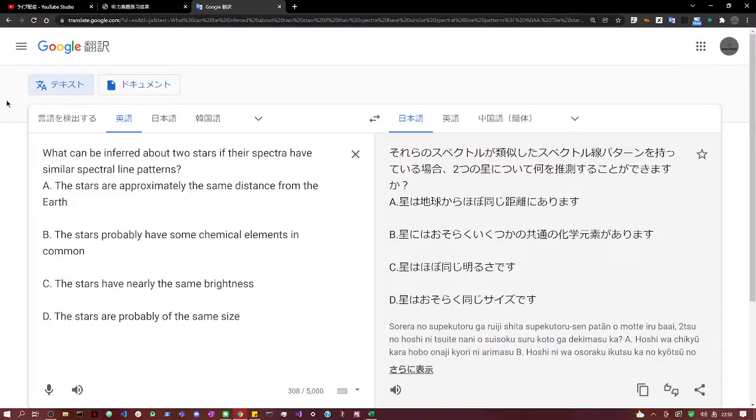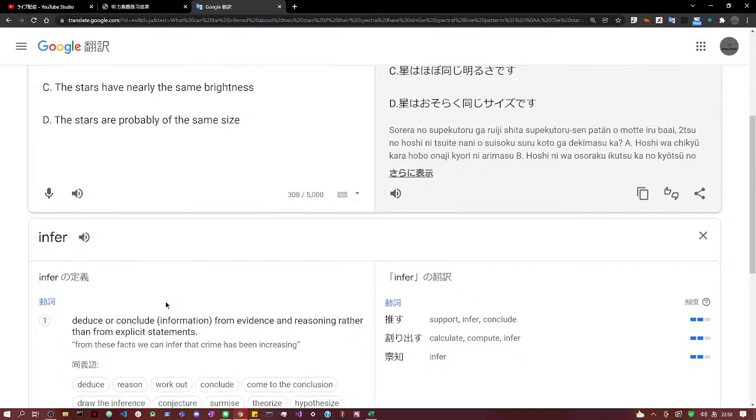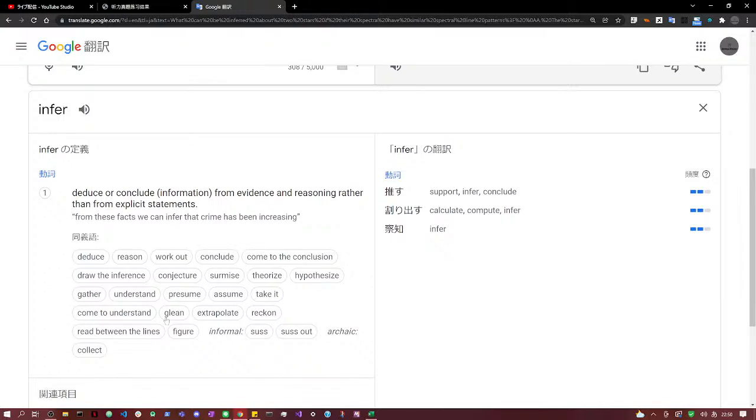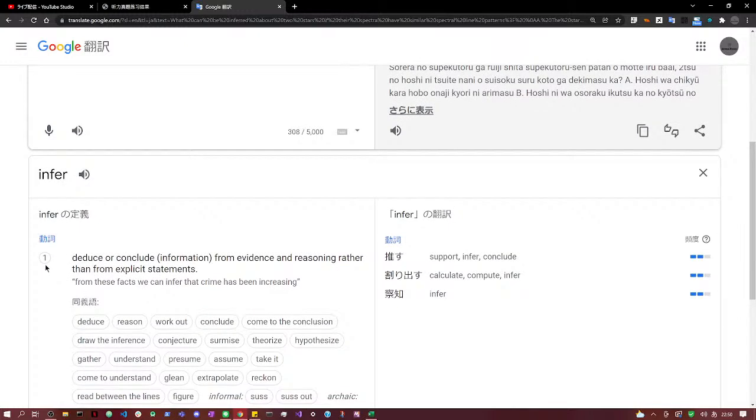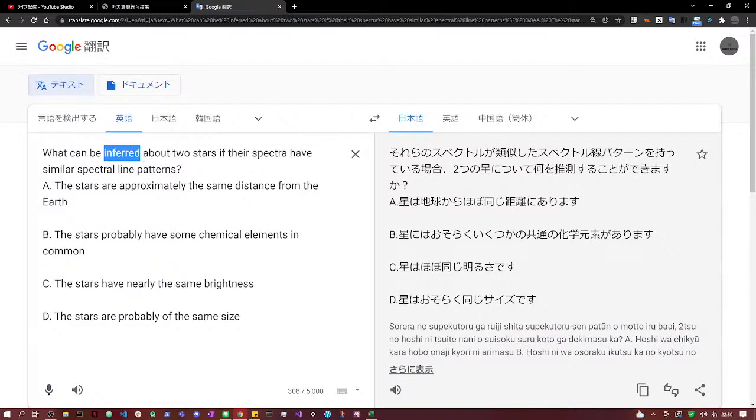What can be inferred? Inferred. To deduce or conclude from evidence and reasoning rather than from direct observation. Inferred.